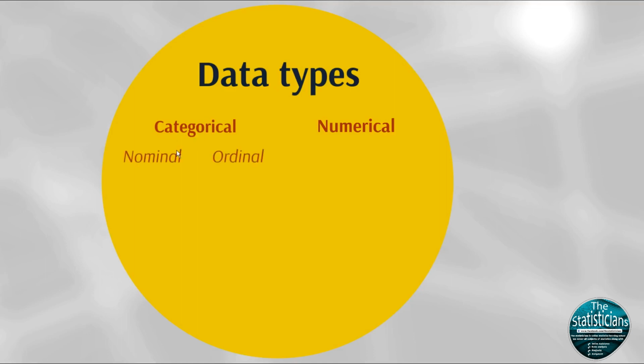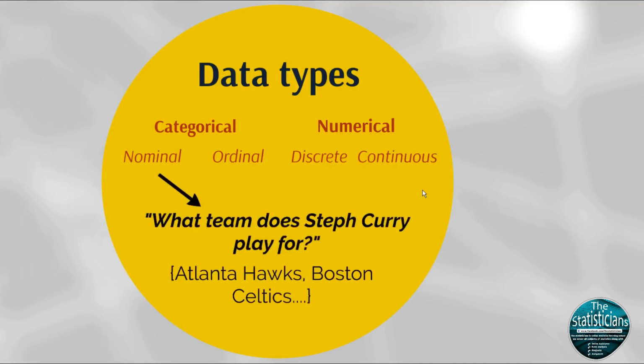But categorical data can be further split into nominal categorical data and ordinal categorical data. Nominal meaning there is no order to the various categories of a particular variable, and ordinal means that there is some kind of order to the categories, and we'll see some examples in a sec. Numerical data can be further split into discrete numerical data or continuous numerical data. And again, we'll have a look at some examples right now, actually.